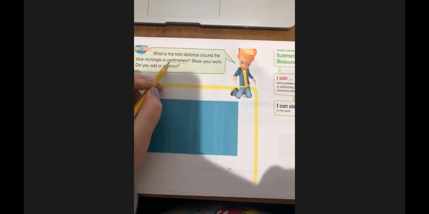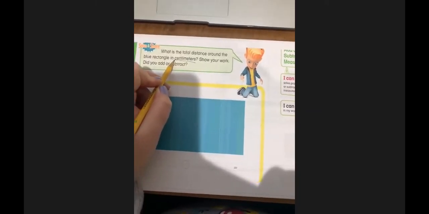Okay. So what we know about a rectangle is that the top and the bottom are the same length, and the left and right side are the same length. And so all we have to do is measure one side, either the top or the bottom, and then we will be able to add all of them together. So watch. It says that we need to be measuring in centimeters. Okay. So make sure that you're using your centimeter side of your ruler.